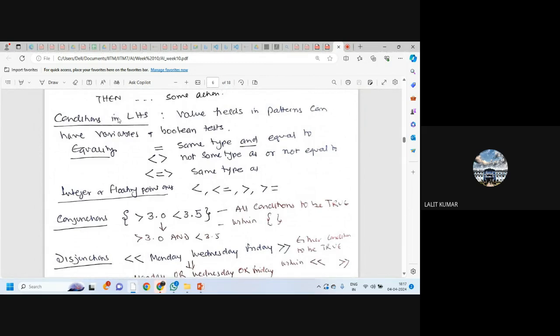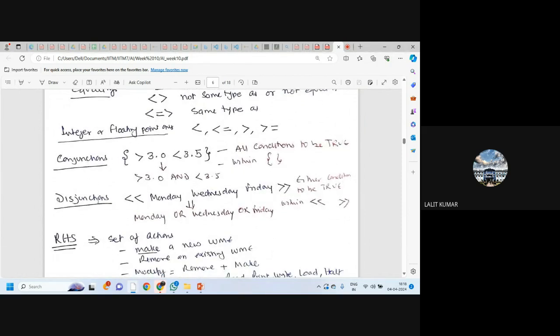So already covered that in the LHS we can have variables and we can have Boolean tests, and these are the Boolean tests we can have, like for equality, the equal to sign means same type and equal to, and less than and greater than are normal Boolean expressions. And this is something unique here, that less than equal to, greater than, signifies only same type, and it is not equal to, it is only same type. For integers or floating points we can have less than equal to, greater than equal to.